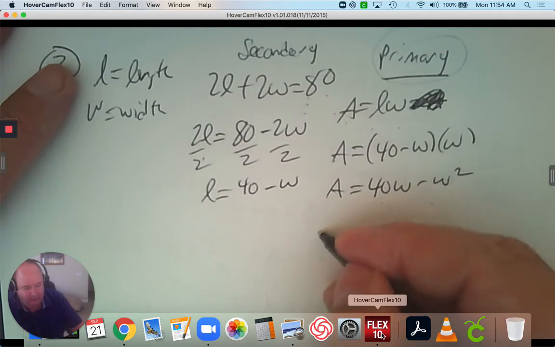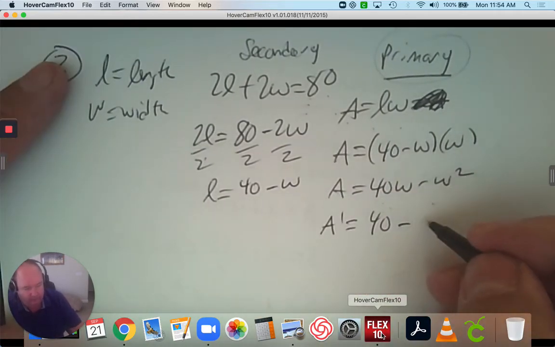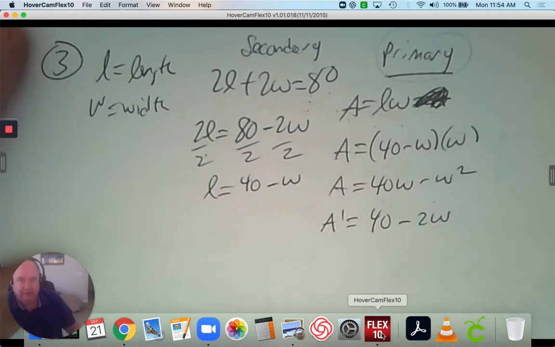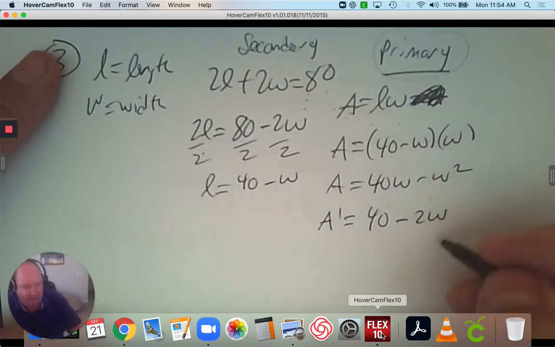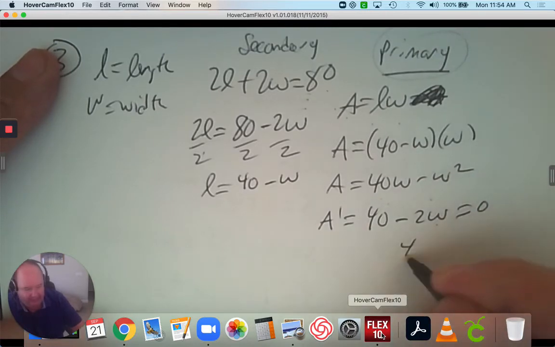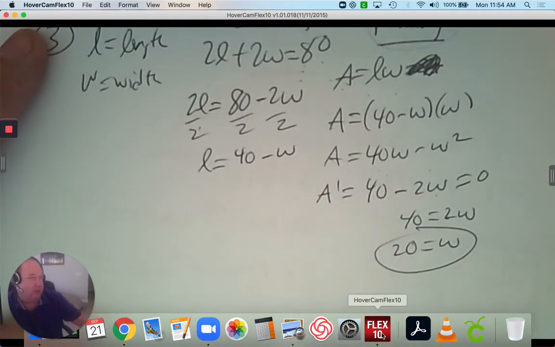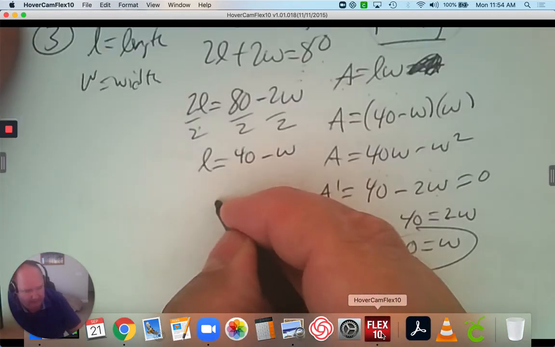Perfect. So now I want to find the critical value. I'm going to take the derivative. No fractions here, right? That's nice. There's nothing that makes it undefined. Make it equal to 0. I'm going to add 2W and divide. I only have one critical number to test out, so I am going to test it out.